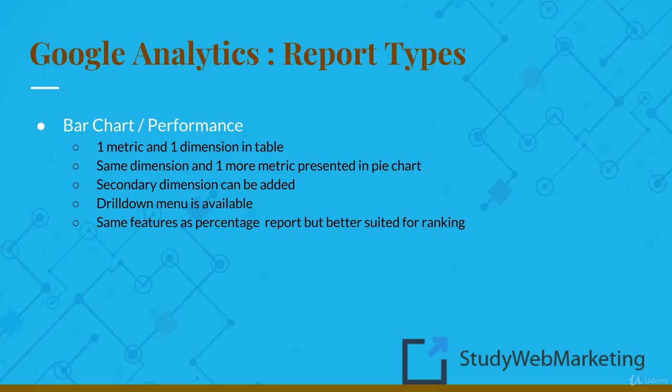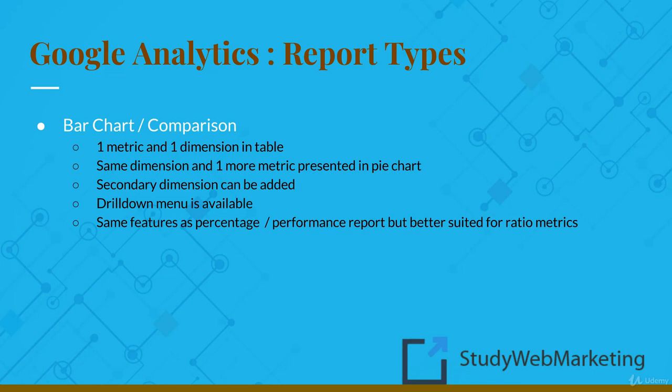The second report we have seen in this session is the bar chart or performance report, which is very similar to the pie chart. One metric and one dimension in the table, the same dimension and one more metric can be presented in the bar chart. A secondary dimension can be added. A drill down menu is available. This is very similar to the pie chart, but is better suited when you are trying to rank some dimensions by a particular metric.